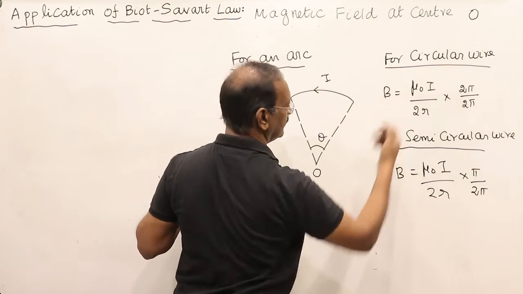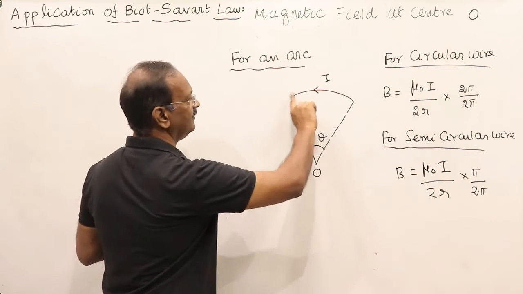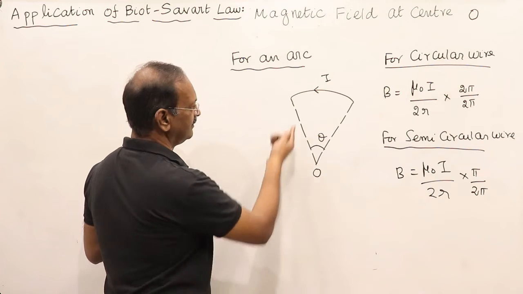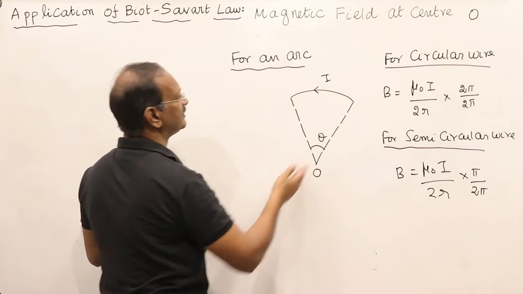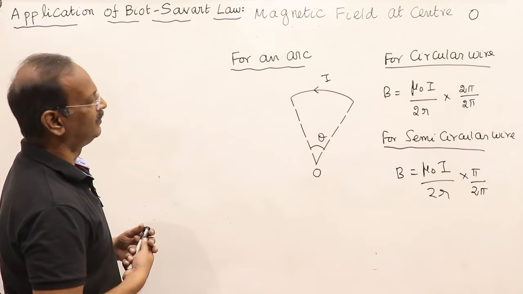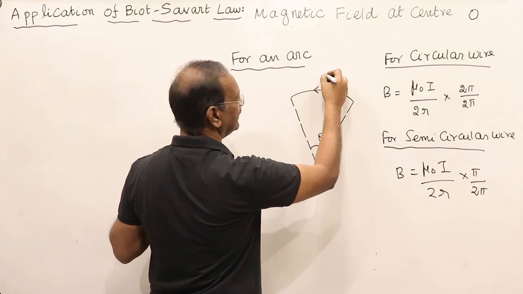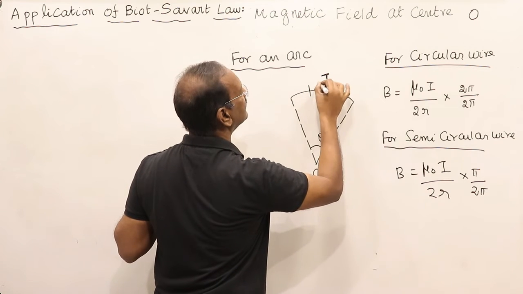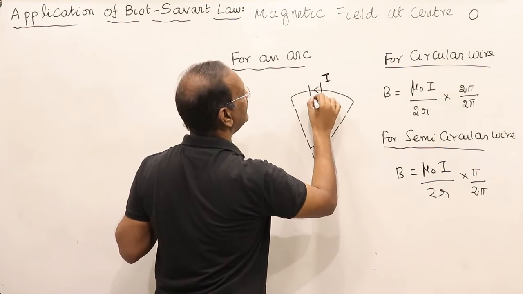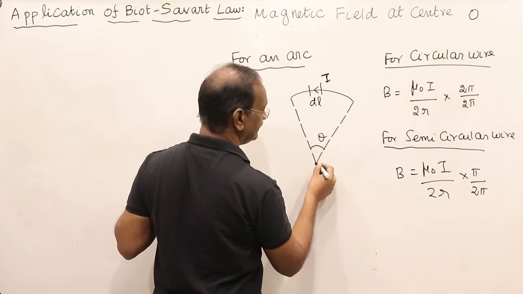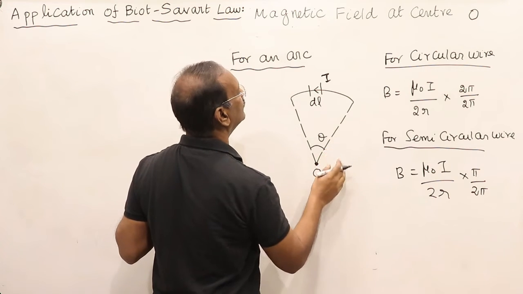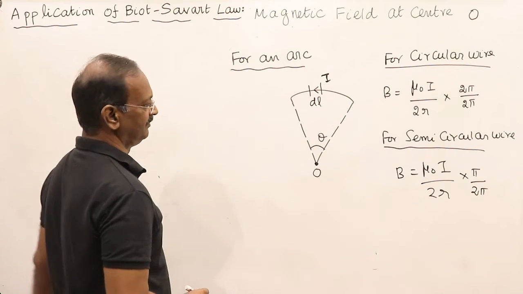First we have seen for circular wire, semicircular wire. Now we will see for an arc, because this is a portion of the circle, that is an arc. What is the magnetic field produced by the current flowing in a small elemental length dl, at the center of the arc O, due to this current?